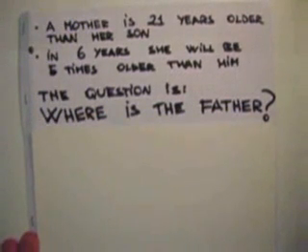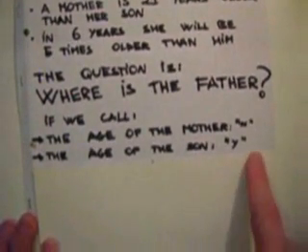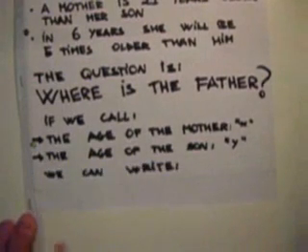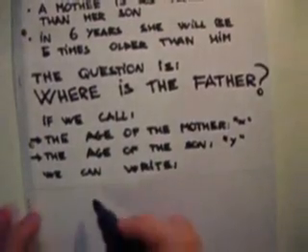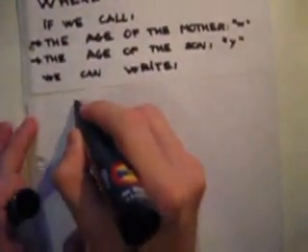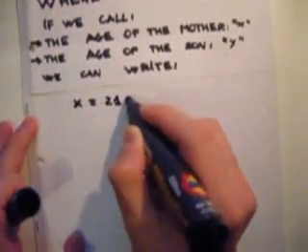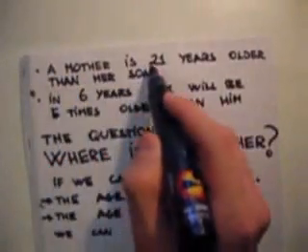If we call the age of the mother X and the age of the son Y, we can write X equal to 21 plus Y, because the mother is 21 years older than the son.